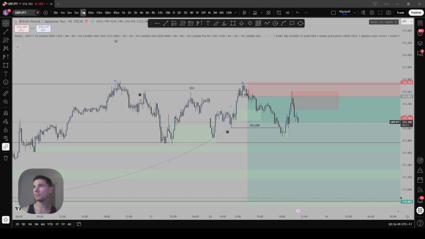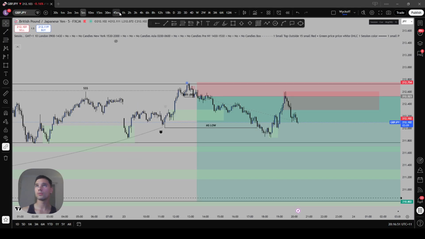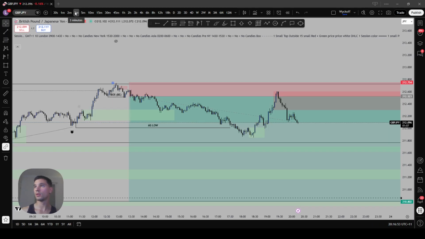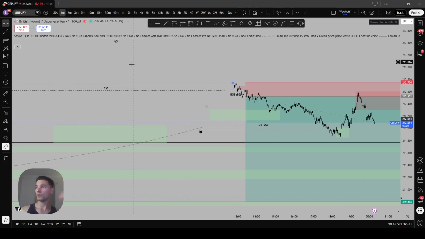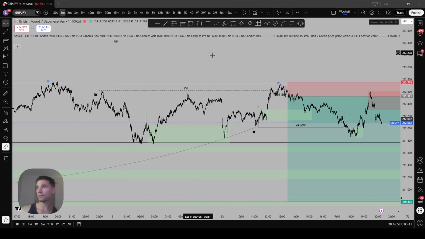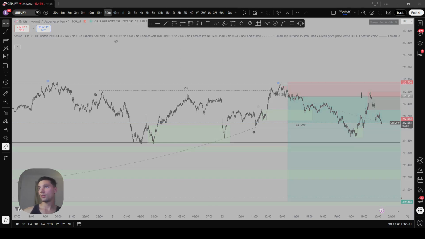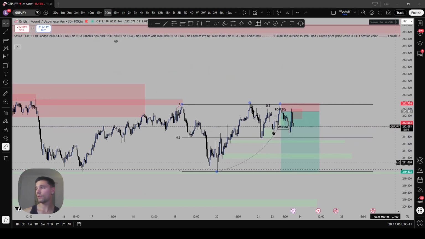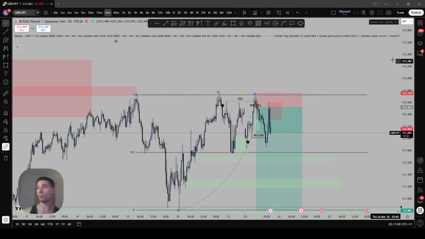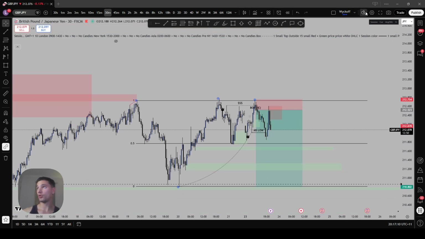Was this mitigated? Oh yeah, very clean, very clean supply here. But yeah, this was my GBPJPY first trade of the week, which we have been stopped out of not too long after.